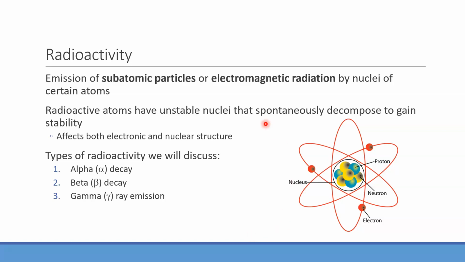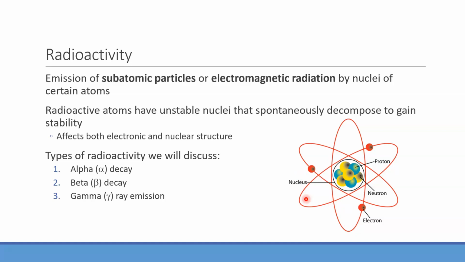So radioactivity is technically just the emission of subatomic particles or electromagnetic radiation by the nuclei of certain atoms. So here's our silly little cartoon of an atom. It's silly in the sense that we know that they don't really look like this, but it's a great model for what we're going to talk about today because it shows clearly the protons and neutrons that make up the nucleus. These are also called nucleons. And then the electrons surrounding the atom.